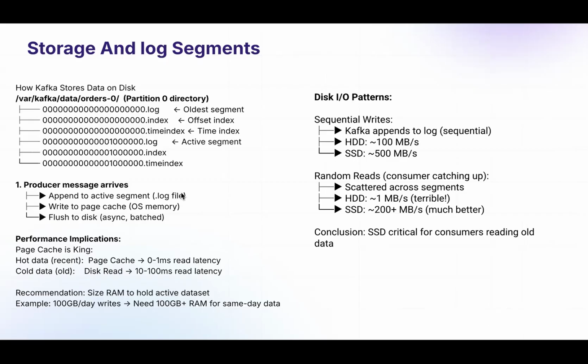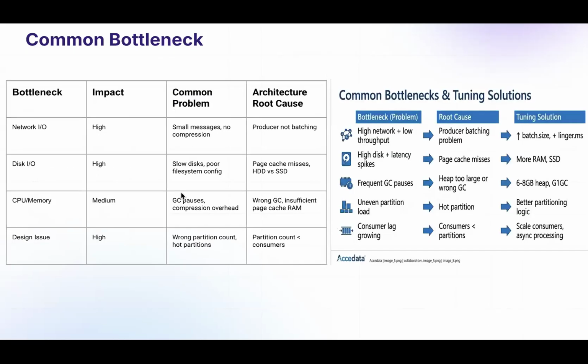Okay, now let's talk about where things go wrong. Common bottlenecks. Based on hundreds of production Kafka deployments, here are the most common bottlenecks that you will encounter. Network I/O is usually the first culprit. If you're seeing high network utilization but low throughput, you are probably sending small messages without batching or compression.